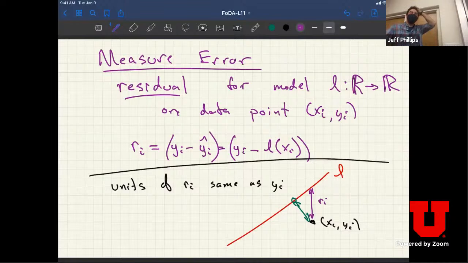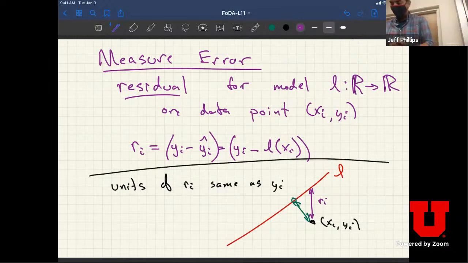Which is pretty weird, right? That's probably not some property you want of how you measure error. I changed the units. I haven't changed the information. The information is exactly the same. I just changed the units, right? And my error measure is different, right? So that's kind of weird. The purple one does not have that problem. So that's why we're going to use this purple distance, the residual, which is just the vertical distance, just measuring the error in the prediction. Okay?